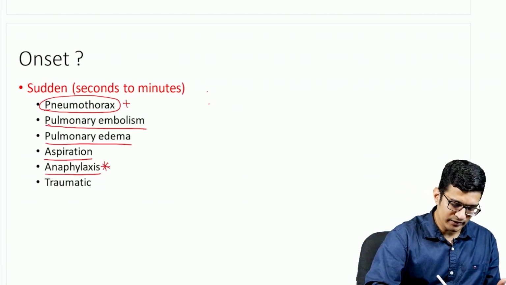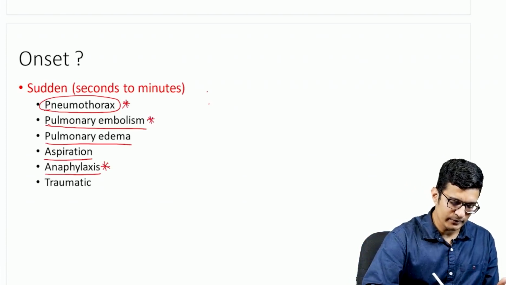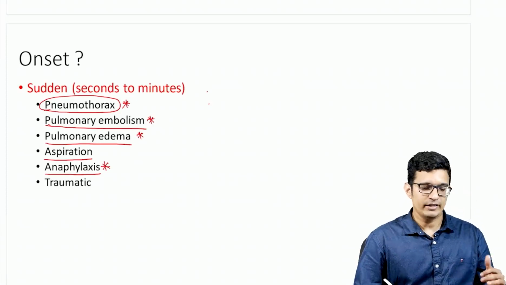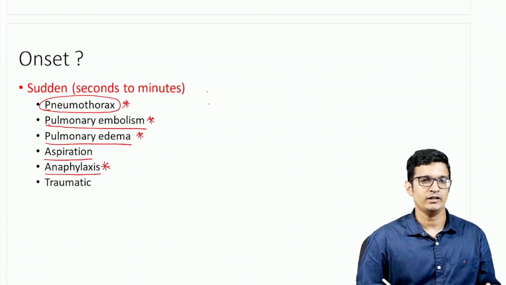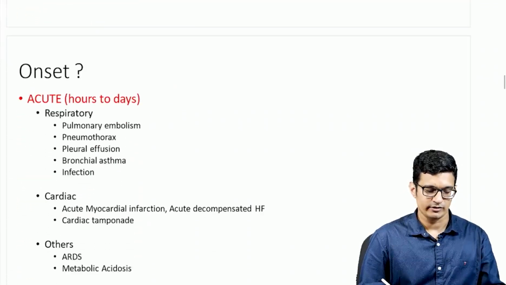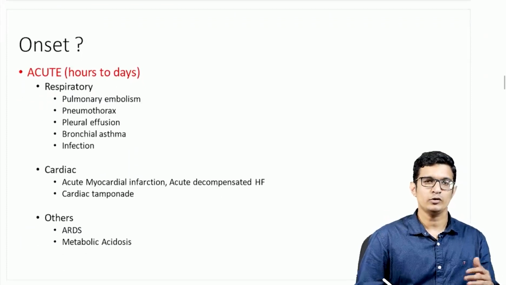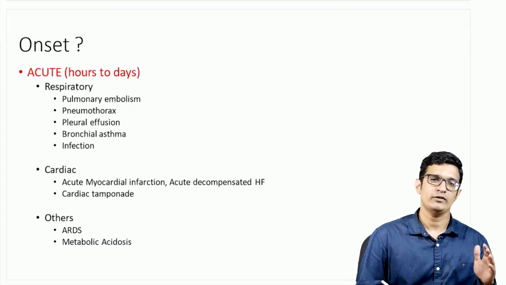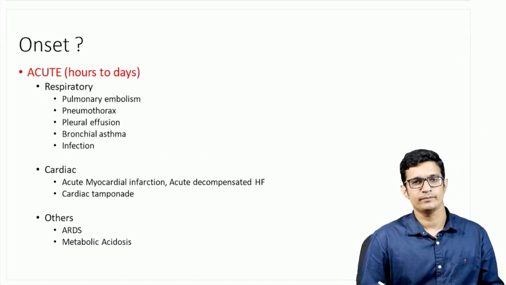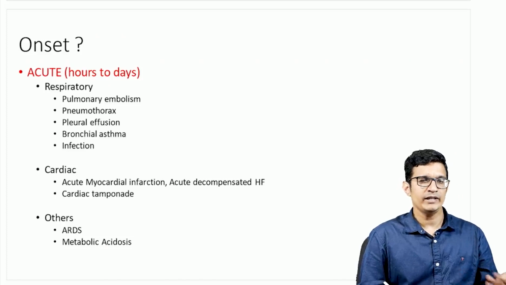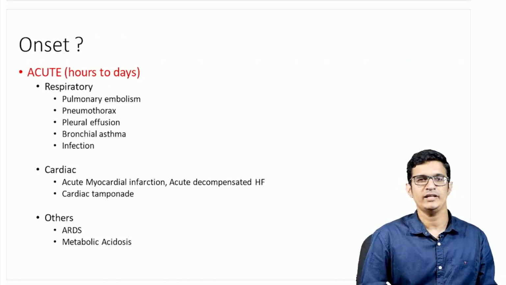But pulmonary embolism and pneumothorax and even pulmonary edema are all emergency conditions where you will have to be very vigilant and deal with the patient in a very rapid manner. Okay, so sudden onset breathlessness, I have mentioned the causes. Now, what are the causes of acute onset breathlessness? Acute onset breathlessness means breathlessness that evolves over a period of hours to days. So, somebody having breathlessness for 6 hours or breathlessness for 2 days, 3 days, rapidly increasing breathlessness, you will have to think about these many conditions.